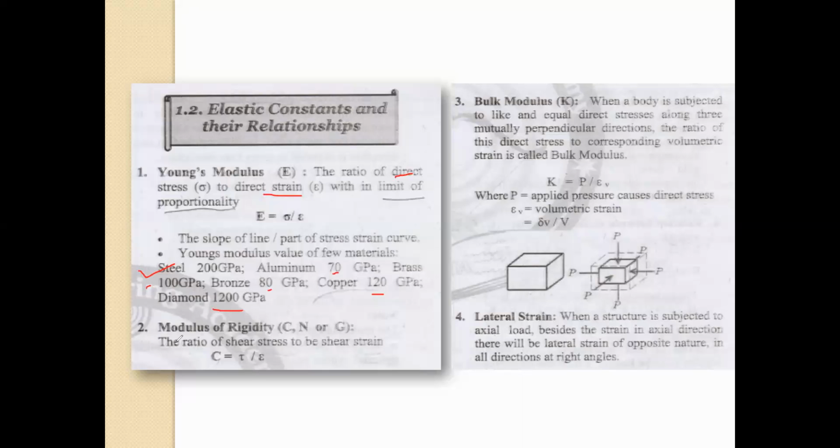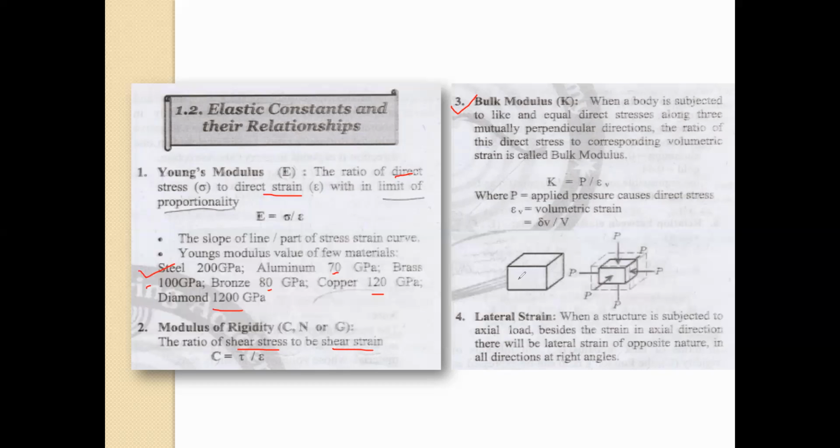After that, the second elastic constant is the modulus of rigidity. The modulus of rigidity is denoted by C, N, or G, and it is nothing but shear stress to shear strain. So C or G or N is equal to tau upon epsilon. Then the third elastic constant is the bulk modulus, denoted by K. When a body is subjected to like and equal direct stresses along three mutually perpendicular directions, the ratio of this direct stress to the corresponding volumetric strain is called the bulk modulus.